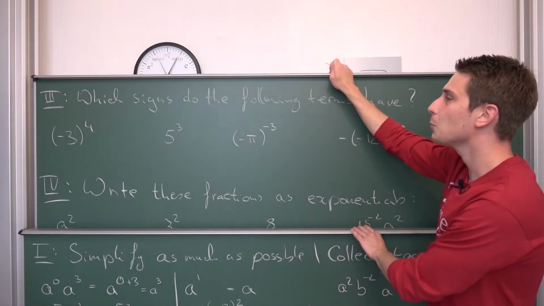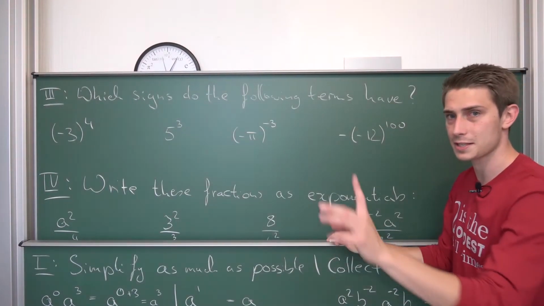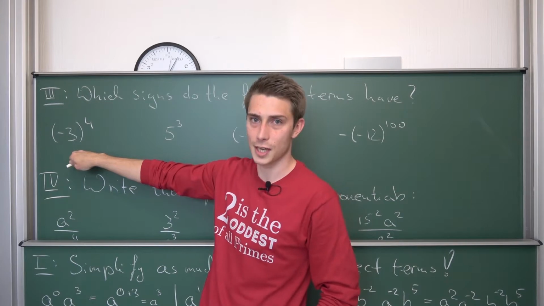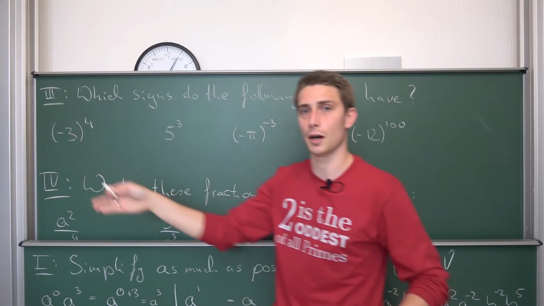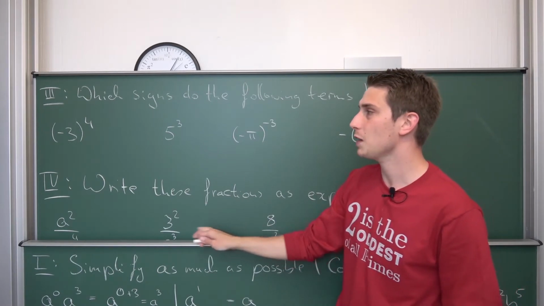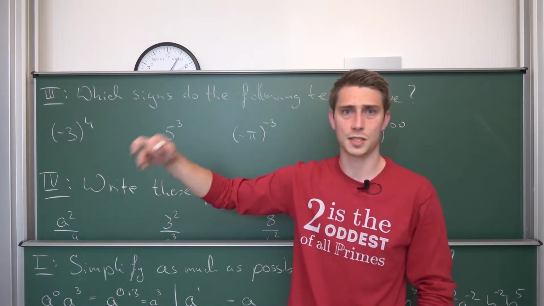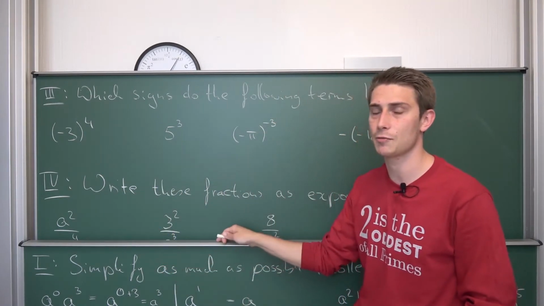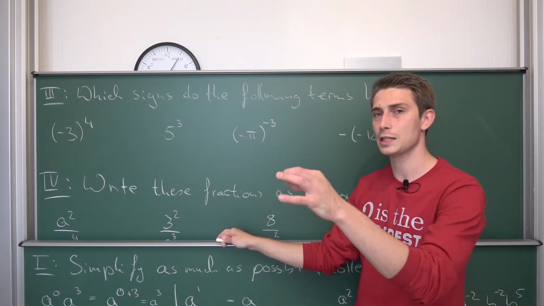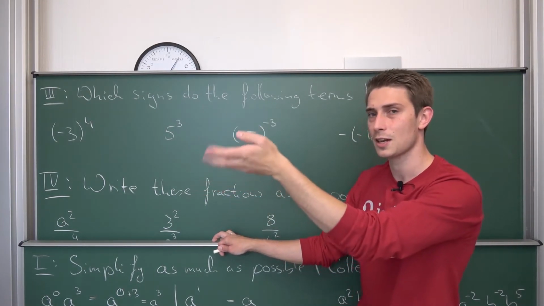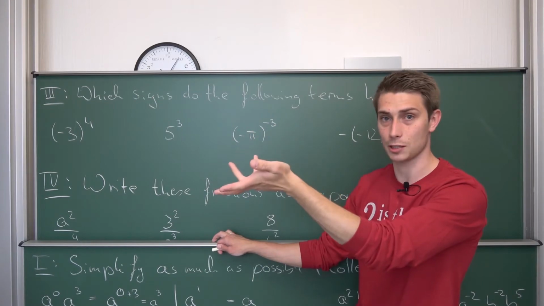Now next up, which signs do the following terms have? Sign means, do we have a positive sign or a negative sign after basically evaluating these terms? Now let us think back. If we have a negative base to some kind of negative or positive integer exponent, then we can have 2 cases. If the negative base is raised to an even power, for example 2, 6, 8, then it's going to be a positive sign at the end.